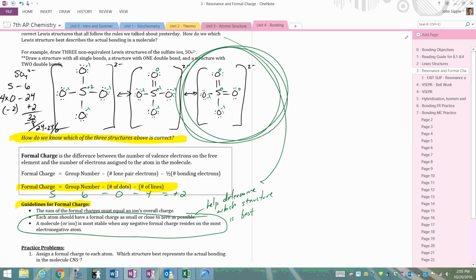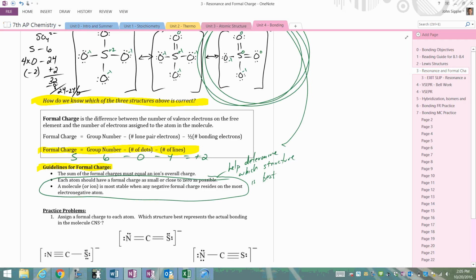Yes? The second part is, for example, here, let me show you this one, because this might help. Any negative formal charge should be on the most electronegative element. So in this one, we've got sulfur or oxygen, right? Oxygen's most electronegative. So we would want to see negative formal charges on oxygen, not on sulfur, right?